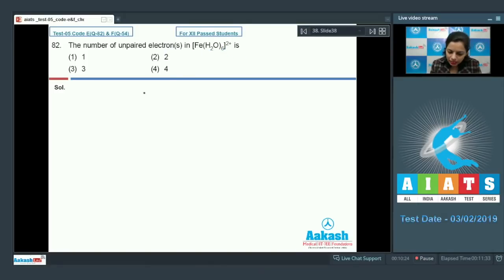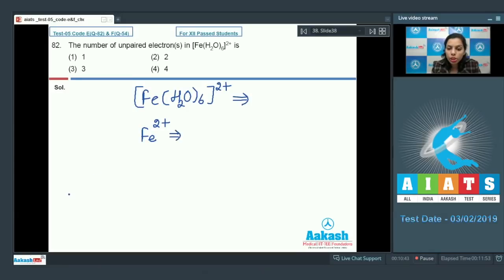In this case, the ion is [Fe(H2O)6], hexaaqua iron. This is the ion that's present here, and in this ion, iron is present as Fe2+. This is the oxidation state of this iron. If we write the electronic configuration for Fe2+, it is 3d6 4s0. And if we talk about H2O, this is a weak field ligand. It will not cause pairing in d orbital.